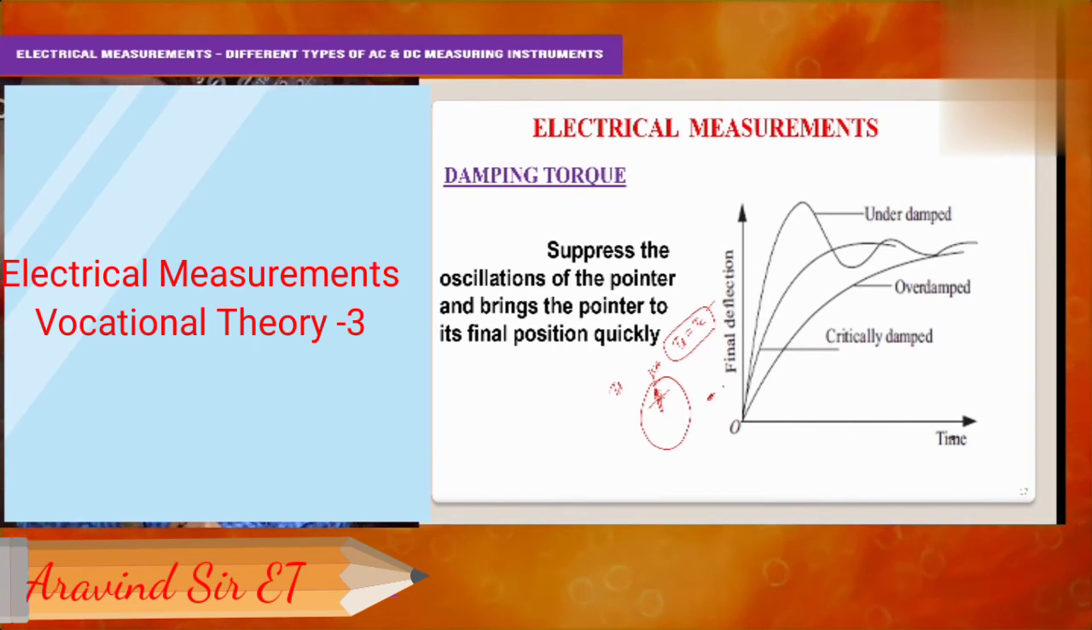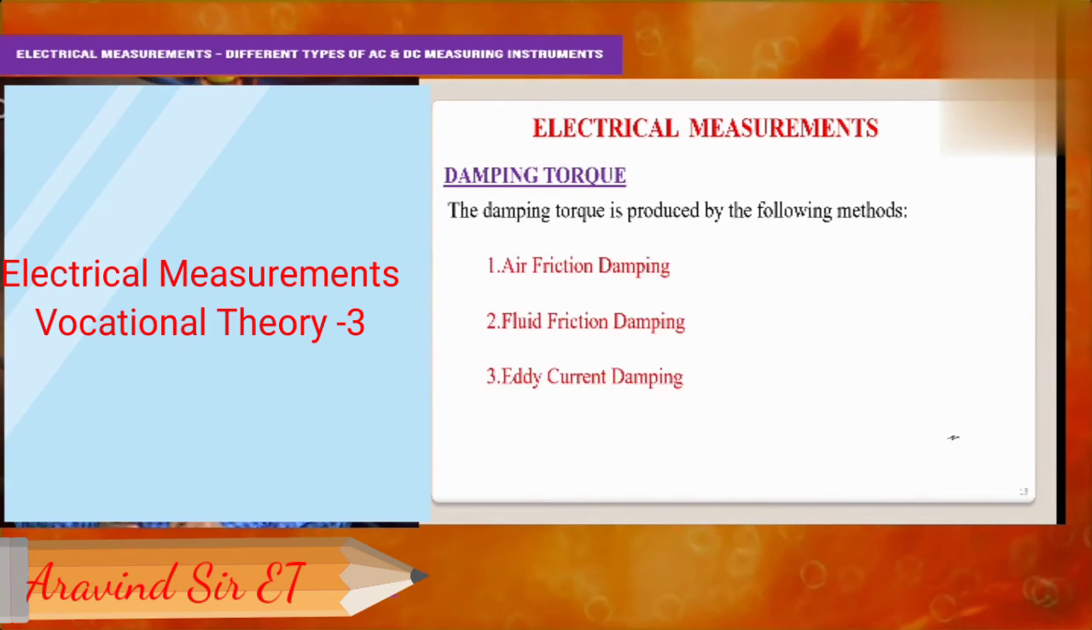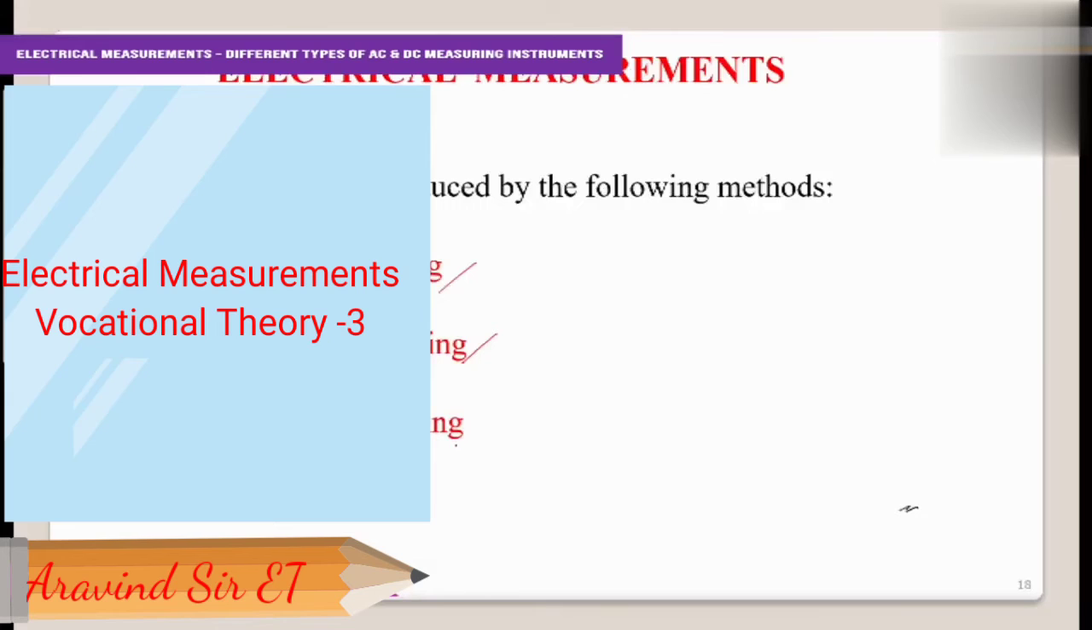At that time we need to provide a rest position for the pointer, and that is given by the damping torque. There are different dampings: under damping, over damping, and critical damping. Depending upon the instrument, it is going to develop under damping, over damping or critical damping. So what are the damping methods? How do we stop the oscillations of the pointer at the particular instant? That is the purpose of the damping torque: air friction damping, fluid friction damping, and eddy current damping.